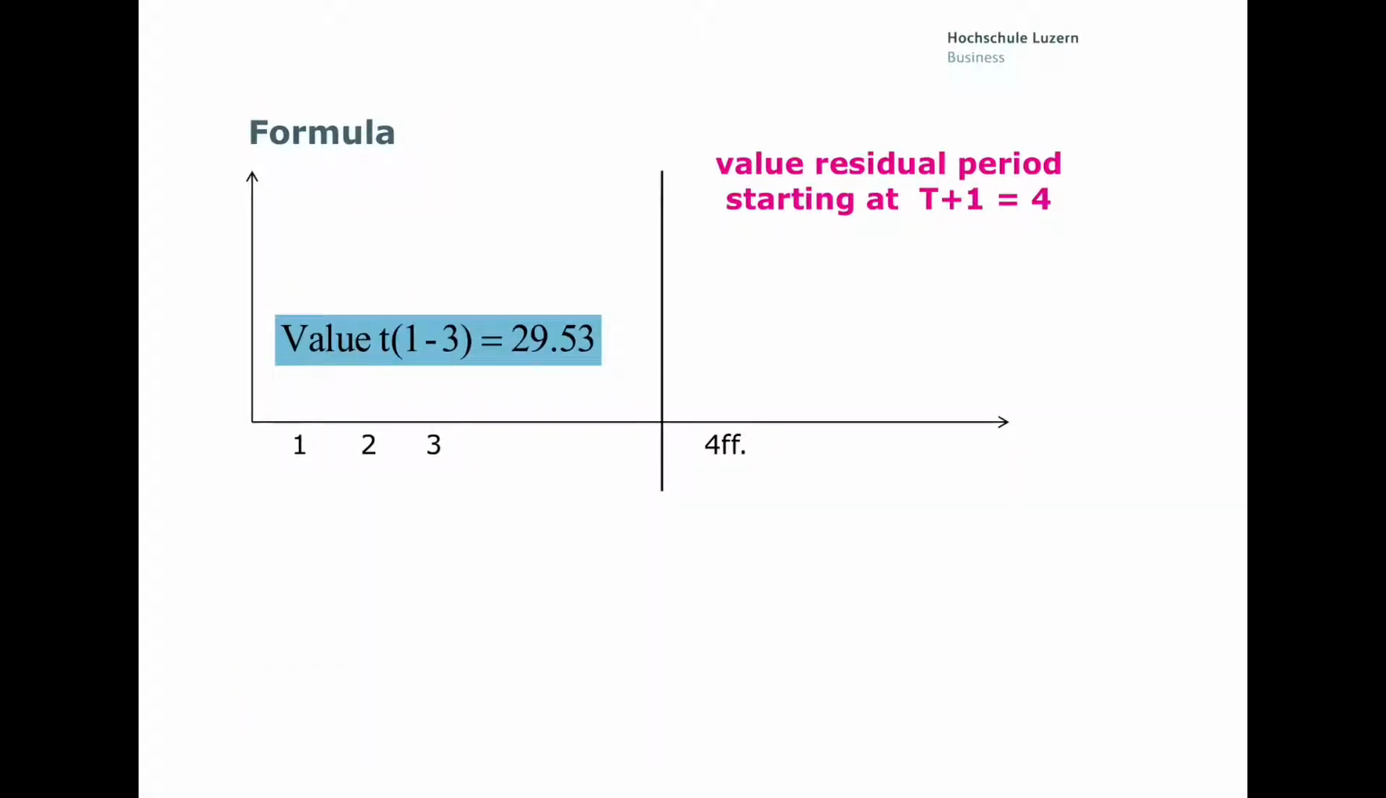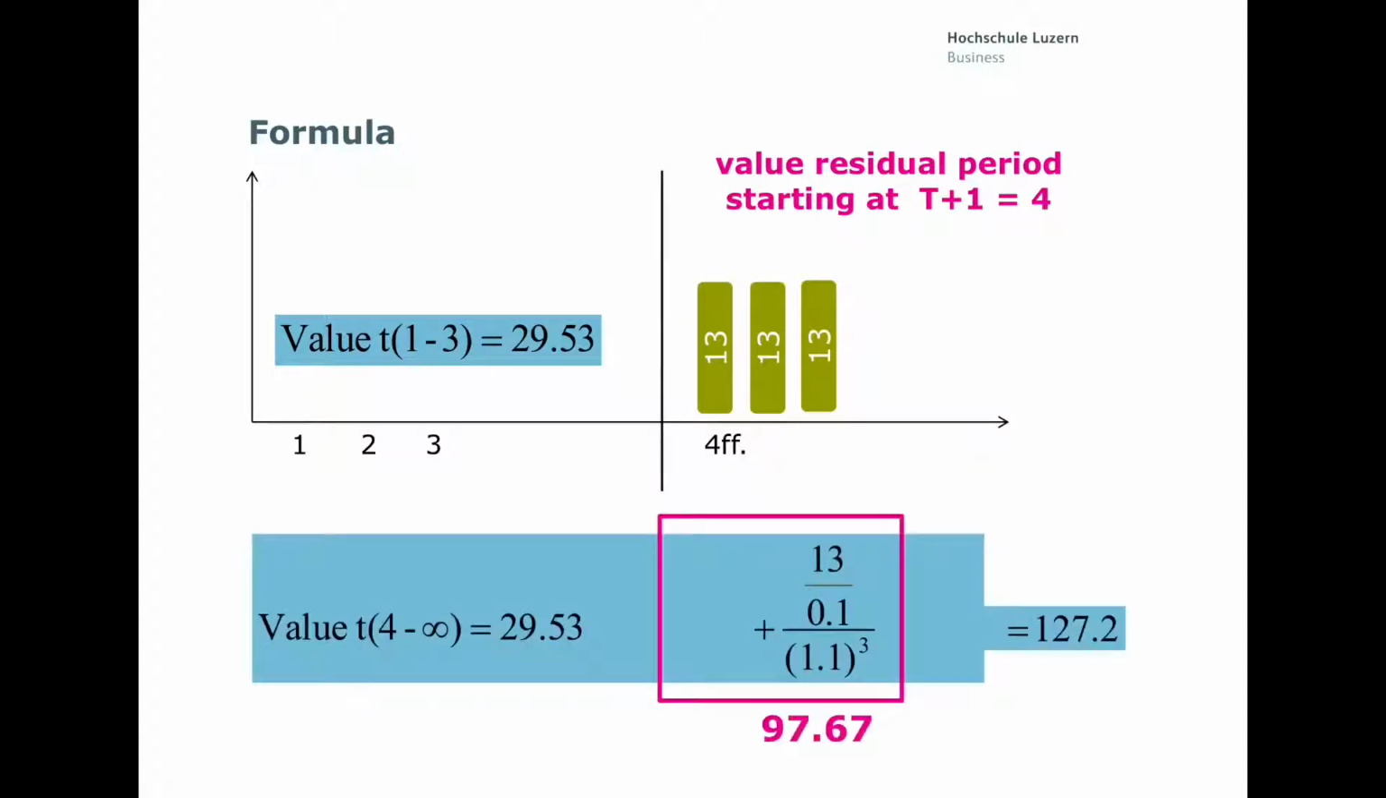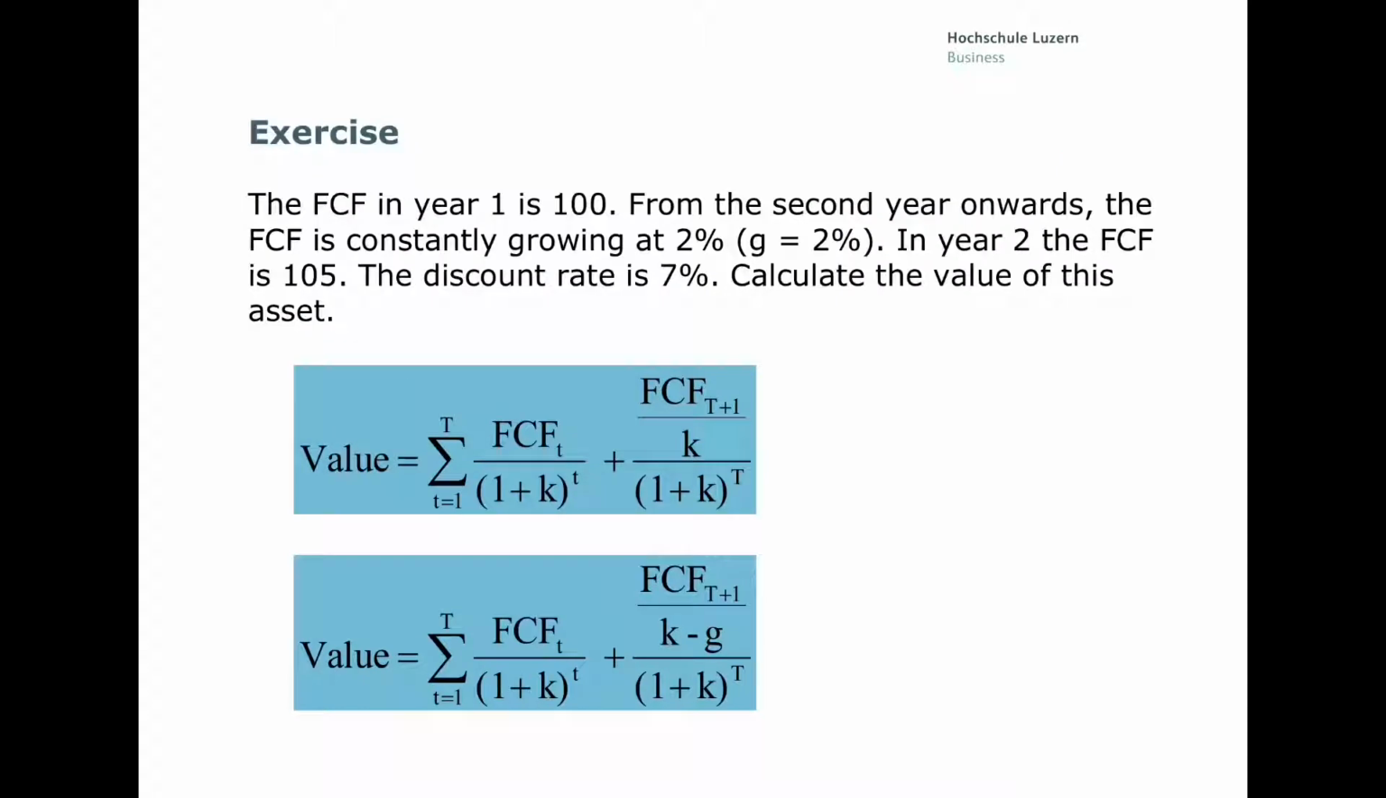In a second step, we compute the discounted terminal value, which considers the residual value period starting in year 4. In this context, we assume a constant perpetual free cash flow of 13. Applying the discounted terminal value formula yields a value of 97.67. The sum of 29.53 and 97.67 equals the company value of 127.2.